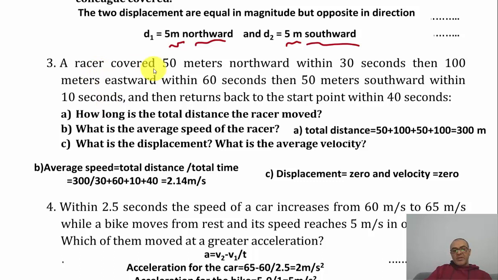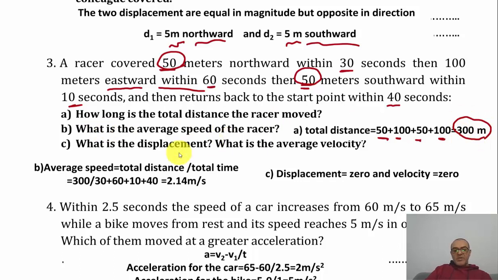A racer covered 50 meters northern within 30 seconds, then 100 meters eastward within 60 seconds, then 50 meters southern within 10 seconds, and then returned back to the start point within 40 seconds. What is the total distance? Distance means we collect all the distances: 50 plus 100 plus 50 plus 100, it's 300 meters.